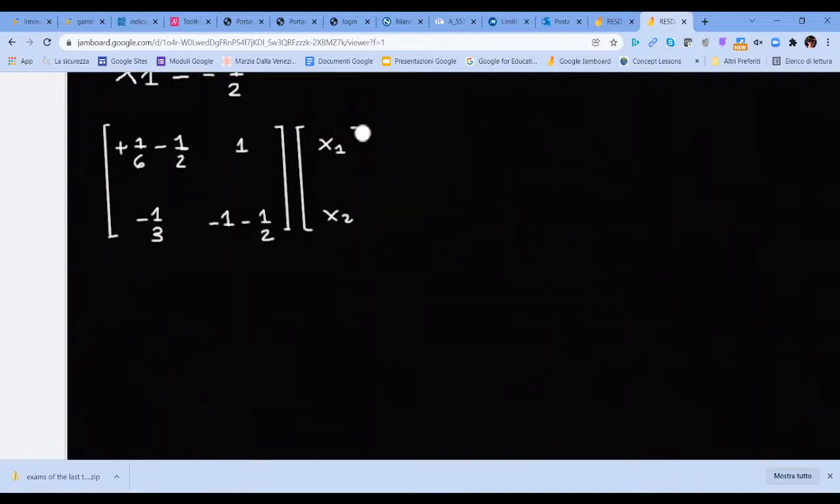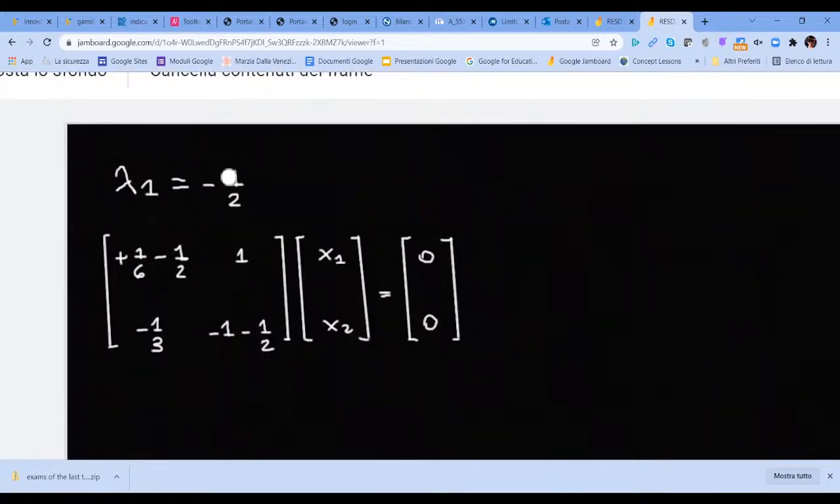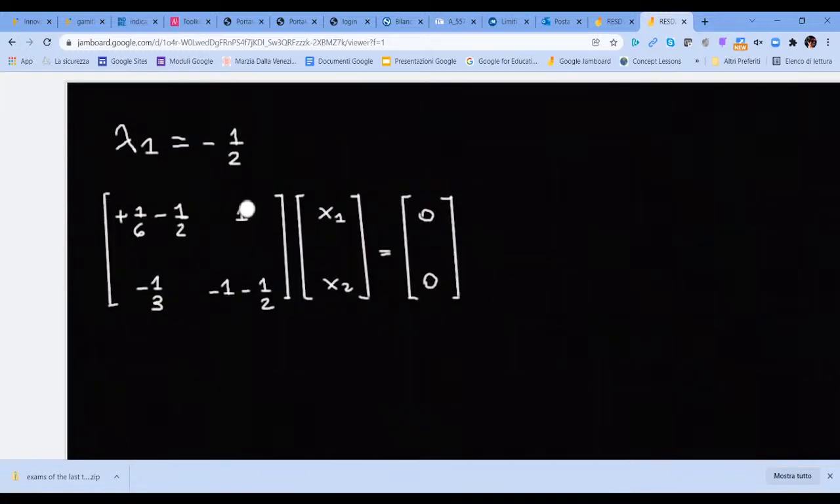Okay, so this should be equal to 0, and 0 is not a value, but it is a vector, the vector 0, that has the same dimension of the matrix that is the result of the product of the left hand side, 0, 0. Okay, so we are looking for the eigenvectors that are associated to this solution lambda 1 equals minus 1/2.